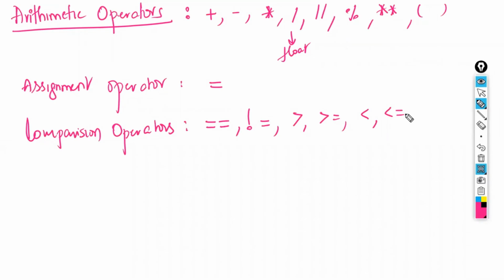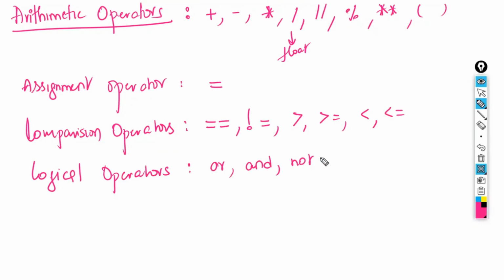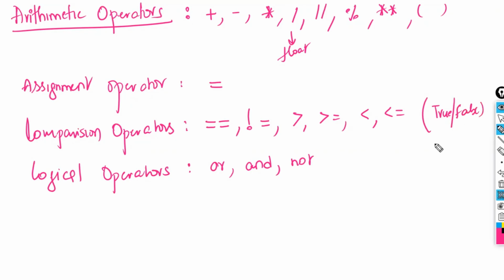These 6 come under comparison operators. Next one is logical operators. Within the logical operators, we have the first one called and, or, and not. These are the 3 of them, where it is going to return the output either true or false. This will also return either true or false only.